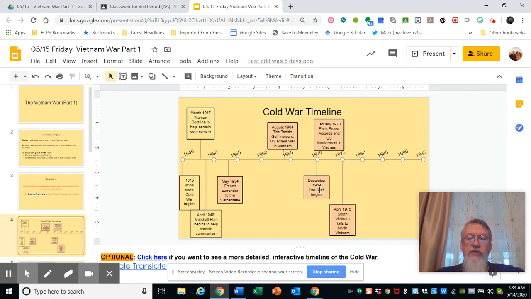Then in 1969, the draft begins. And remember, a draft is when the young men had to sign up. And if their number got called, you may have done the simulation for this, then you had to go serve. And you can see the other events talking about the winding down when the U.S. involvement was pulled out, and then when South Vietnam actually fell to North Vietnam.